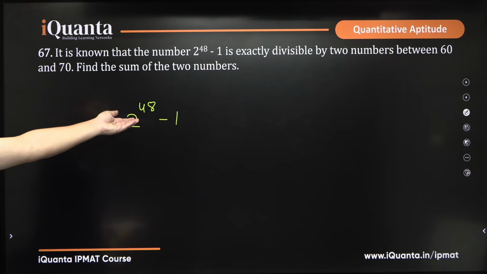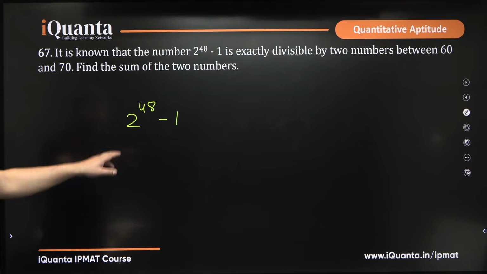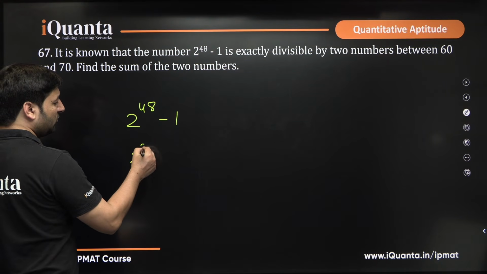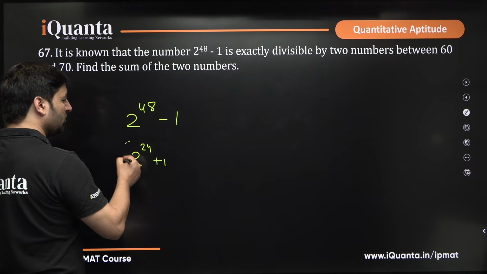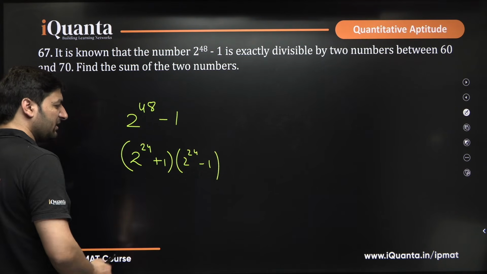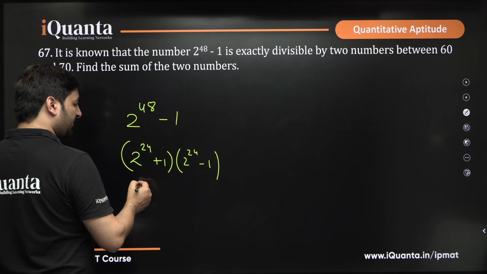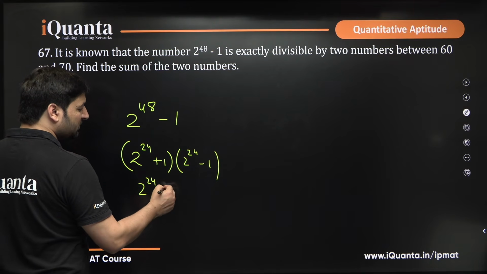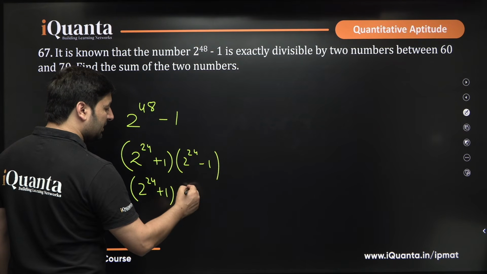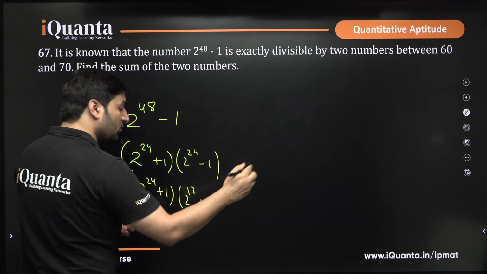This is a number which can be factorized further, obviously, because this is 2 to the power 48. Can we write this as 2 to the power 24 plus 1 and 2 to the power 24 minus 1 using a square minus b square? Yes, we can do that. This cannot be factorized, but this can be factorized further. So, 2 to the power 24 plus 1, and this can be broken as 2 to the power 12 plus 1, 12 minus 1. So, 2 to the power 12 plus 1 and then we will have 2 to the power 12 minus 1.